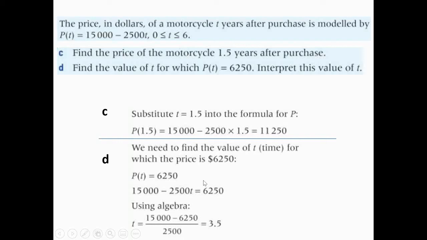All right, next one. We're told the value, so we're told the price, and we solve backwards, right? We write our function, we set it equal to that value, and we basically solve backwards for t to find out when will the price be that. Using algebra, solving backwards, you should come up with 3.5. Hope you came up with that. Check your work if you did not.